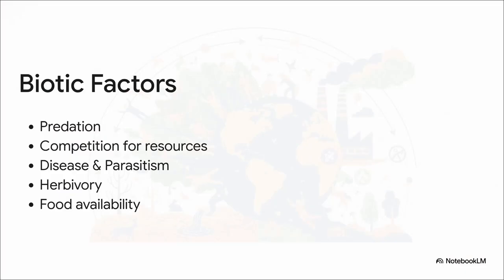So let's talk biotic factors. This is all about life interacting with other life. Yeah, there's the obvious stuff, like a wolf chasing a deer, but it's also more subtle things, right? Like, is there enough grass for the deer to eat in the first place? How quickly does a disease spread when everyone's packed together? And of course, that constant fight for the very last berry on the bush.